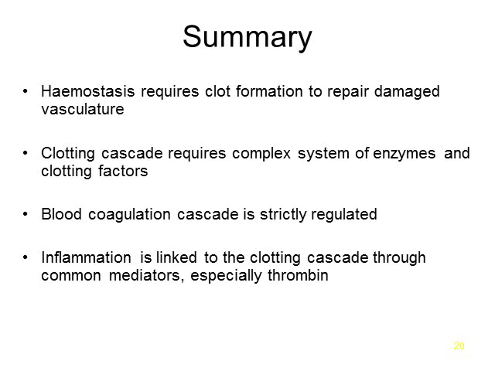In summary then, haemostasis requires clot formation to repair our damaged vasculature and prevent excessive bleeding. The clotting cascade requires a complex system of enzymes, cofactors and clotting factors to maintain this safely. It's strictly regulated as a cascade. The two key things I need you to remember from the clotting cascade are the fact that vitamin K and calcium are essential, and you must remember the final common pathway. Finally, inflammation is linked to the clotting cascade through common mediators, especially thrombin, which is an activator for both pathways.